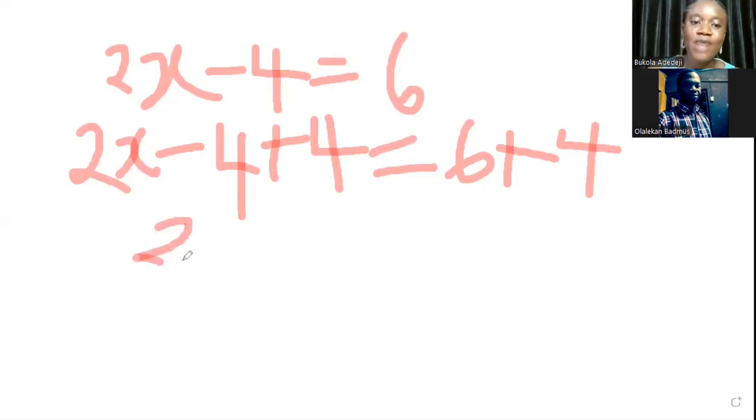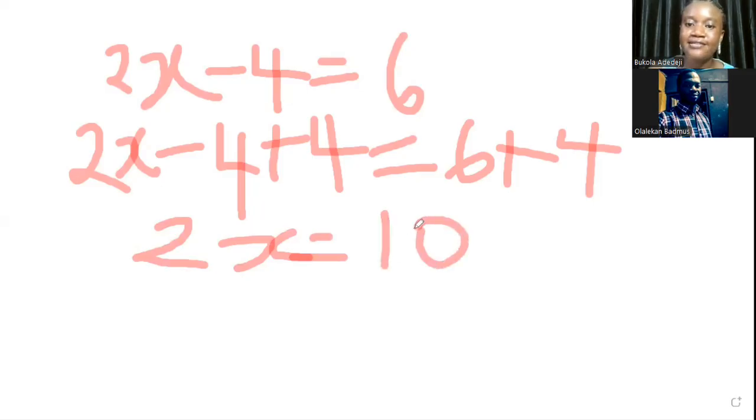So we have 2x will now be equal to 6 plus 4, which gives us 10. Right. Now take a look at this. I said the other time that this is a little bit higher. So for us to get the value of x, I said we either add, subtract, multiply, or divide.